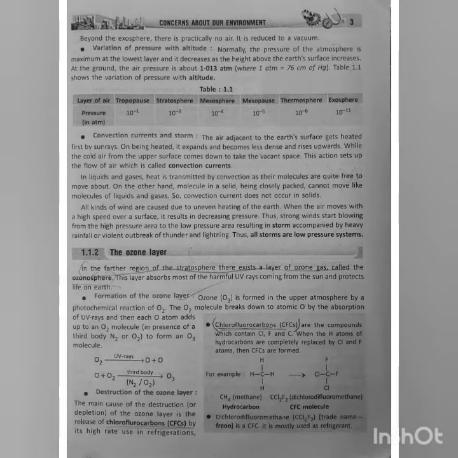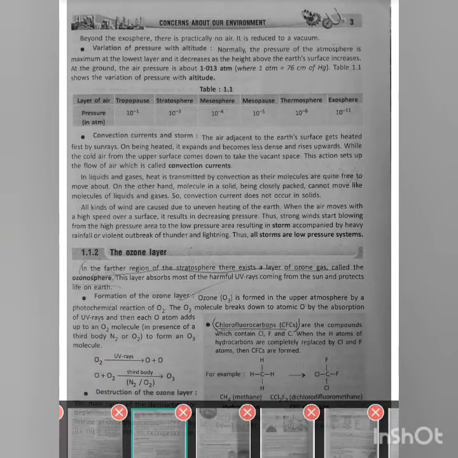First, with the help of UV rays, O2 breaks down to O plus O. Then this O plus O2 reaction takes place. That is, each atomic part of oxygen reacts with O2, that is the molecular part of oxygen, in presence of nitrogen or O2 and forms O3. O plus O2 gives O3.